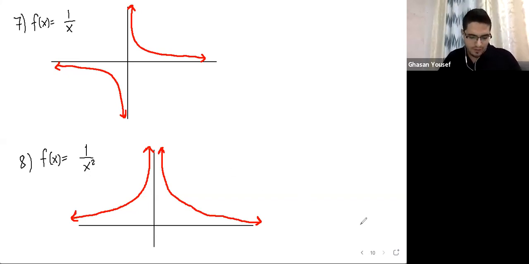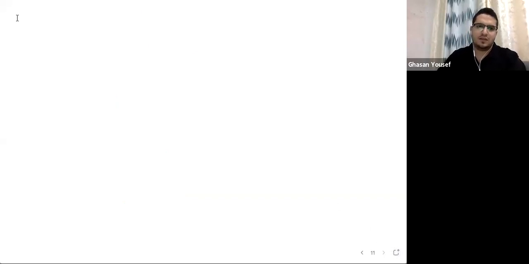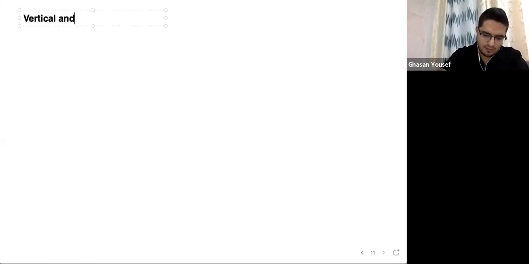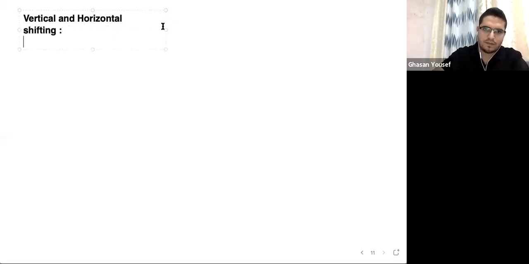So first of all, we have to learn how we can do vertical and horizontal shifting without using the plotting points. The rules are like this: vertical and horizontal shifting. First of all, suppose I have a value C, any number, this C is greater than 0, any constant.